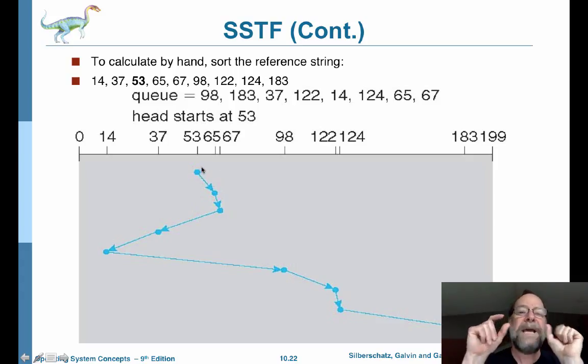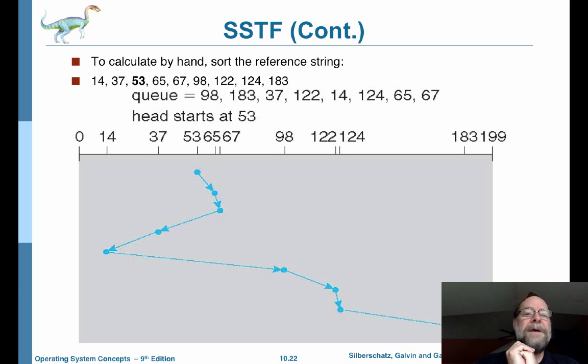But what would we do? If you're going to do this by hand, for example, on an exam, what you're going to want to do probably is to sort the reference string as I've done here. I took the reference string listed here, sorted it, and placed the initial head position in the reference string, even though it's not really there, just to point out where you are. So the trick is you're either going to be going left or right.